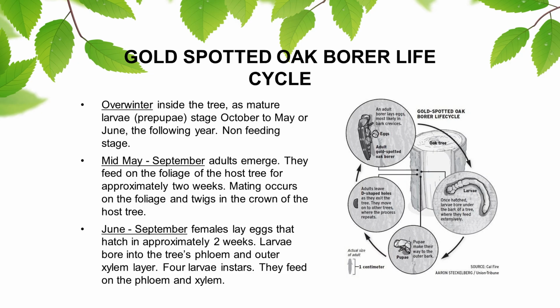Mating occurs on the foliage and twigs in the crown of the host tree. From June through September, females lay eggs that hatch in approximately 2 weeks. The larvae bore into the tree's phloem and outer xylem layer. They go through 4 larvae instars. The larvae feed on the host tree's phloem and outer xylem layer.